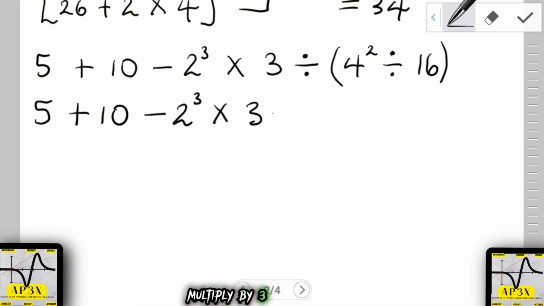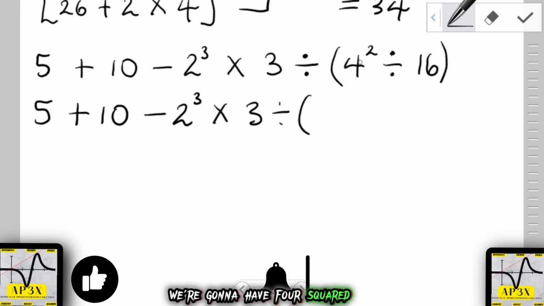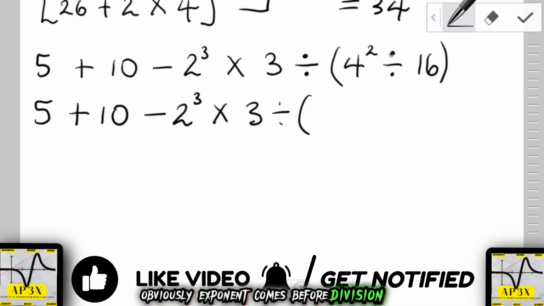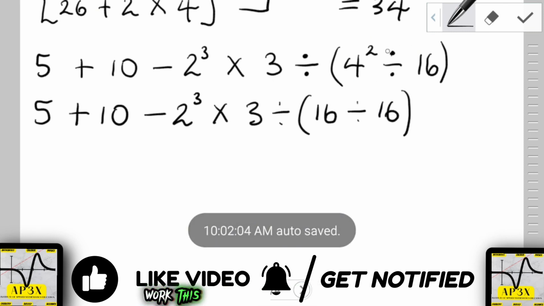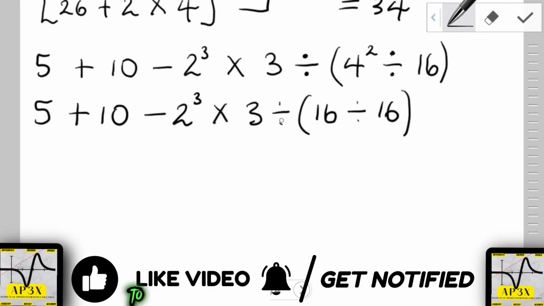Multiplied by 3, divided by, and we're going to work out what is in this parenthesis here. We're going to have 4 squared. Obviously, exponent comes before division. So 4 squared is in fact 16 divided by 16. As I said, guys, you can in fact work this out to get one single answer to save yourself a bunch of different lines.